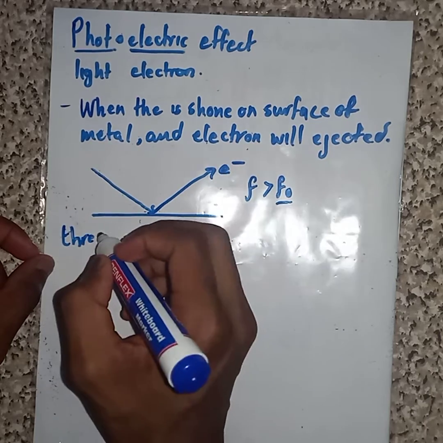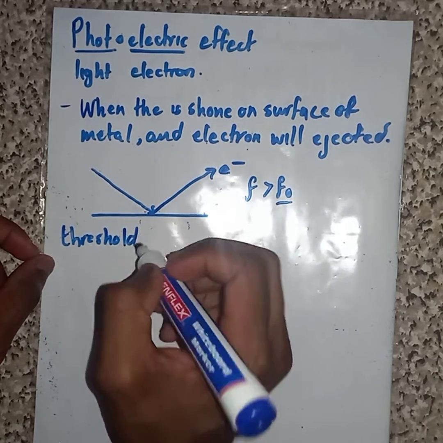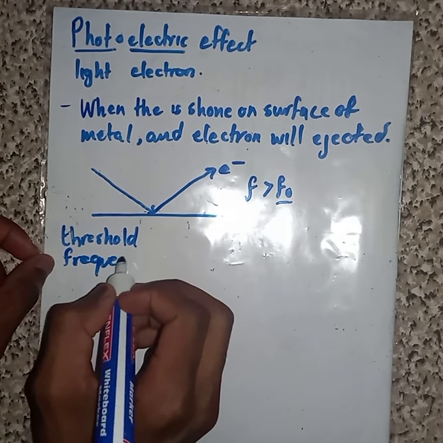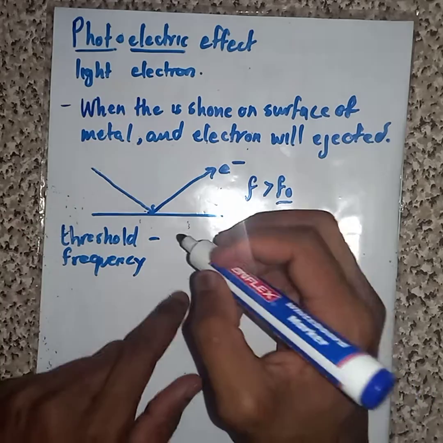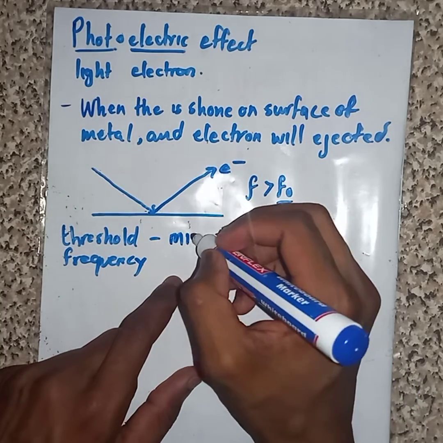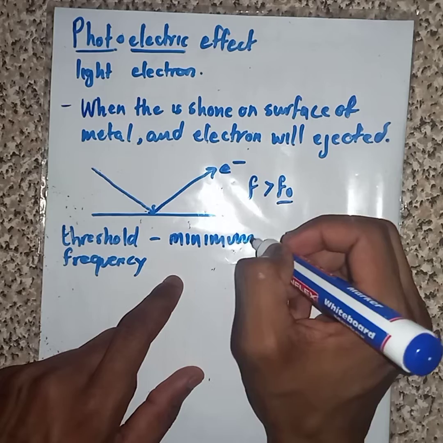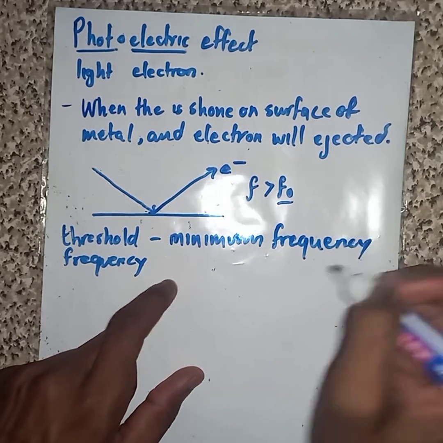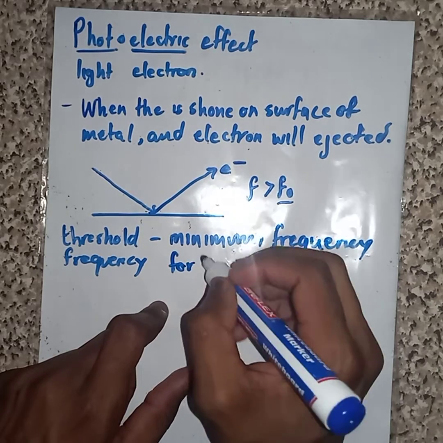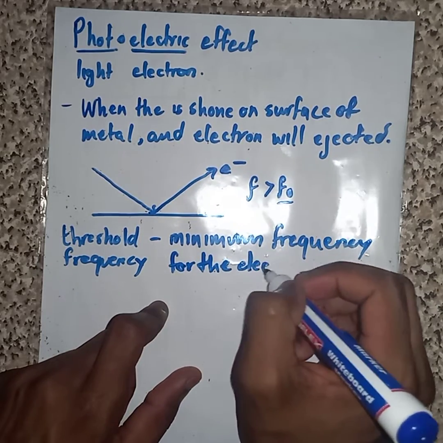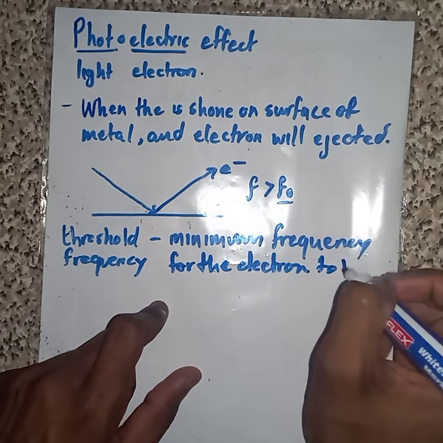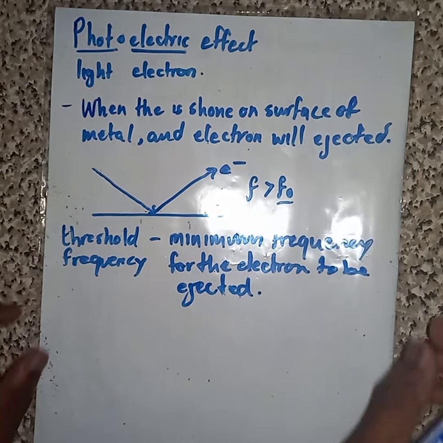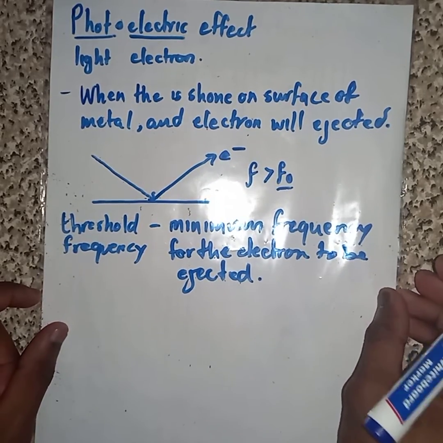Threshold frequency is just the minimum frequency for the electron to be ejected. You see, this is just the definition of threshold frequency.